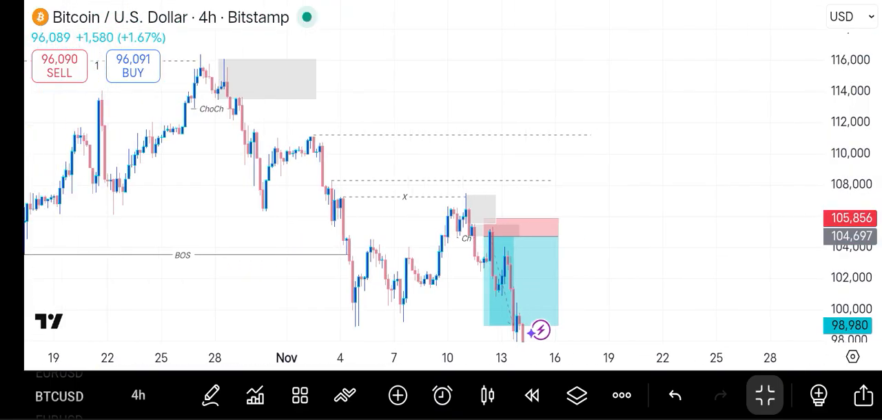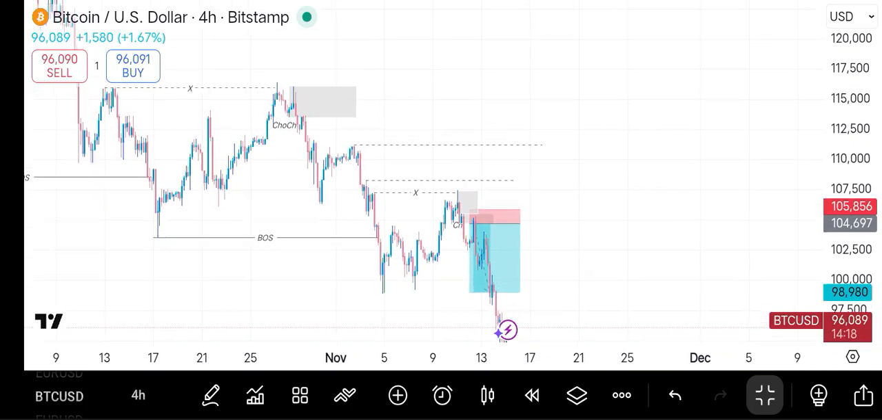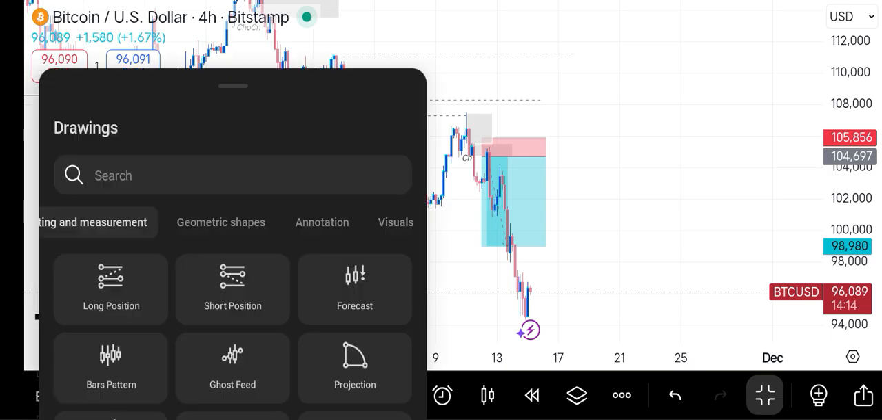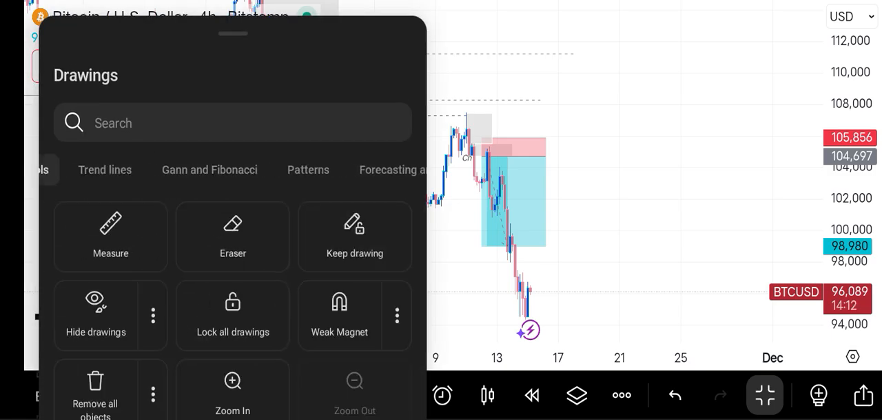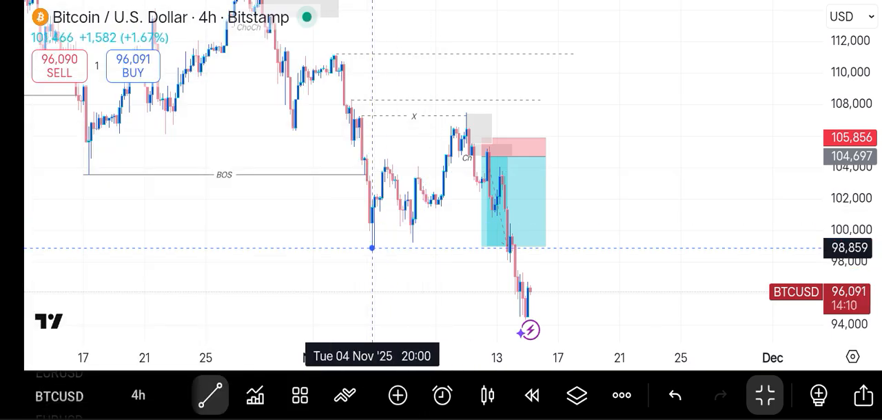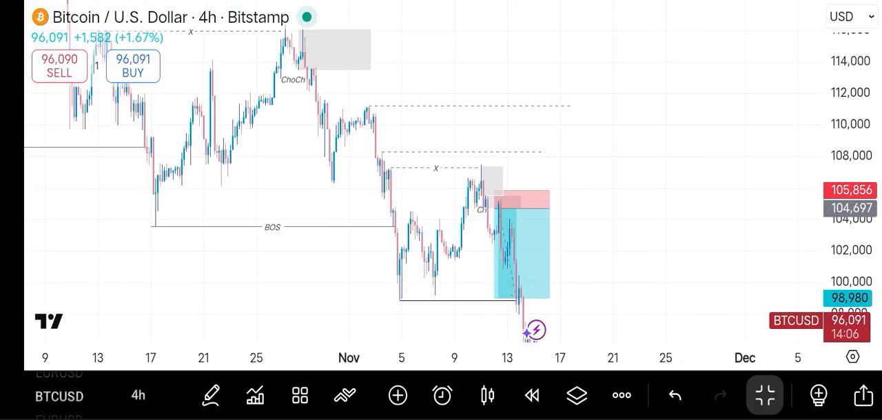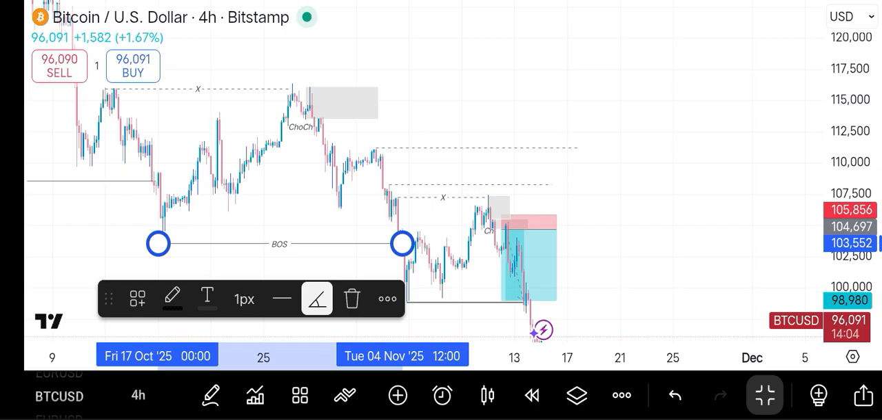Look at this. The same confluences again, guys. Just by using the same confluences, we win. We win a lot of money. Look at this. The market structure is bearish.